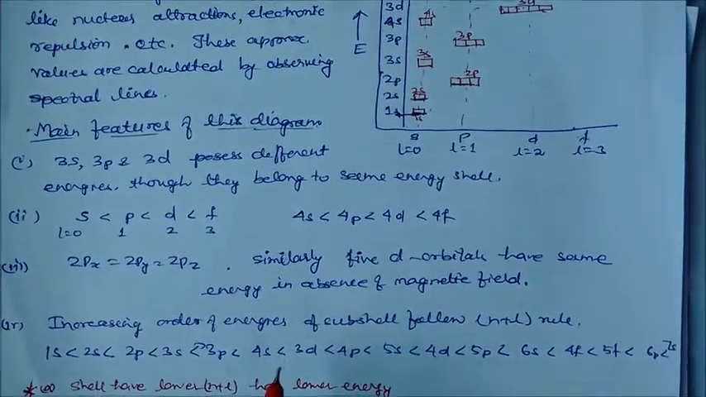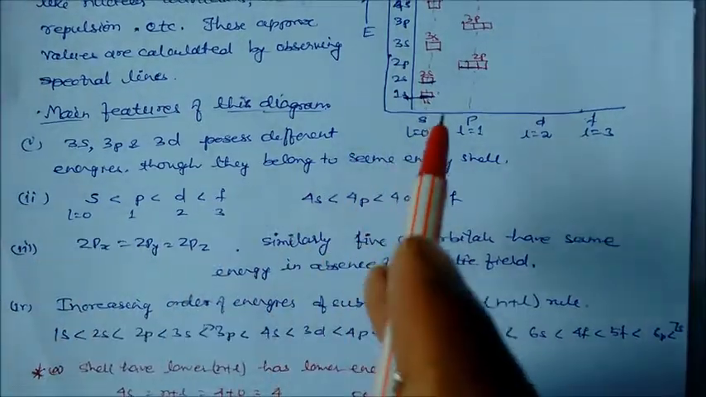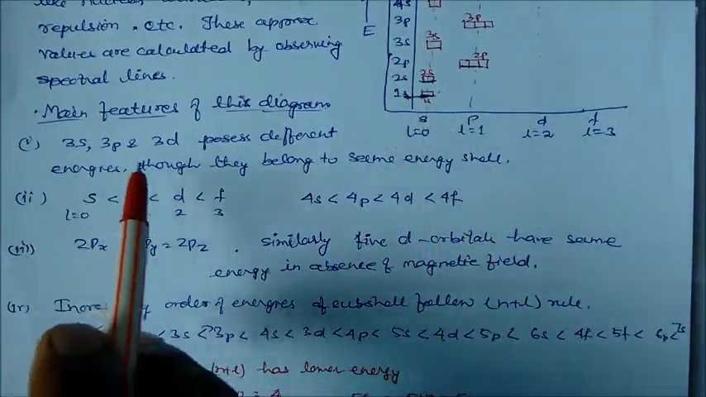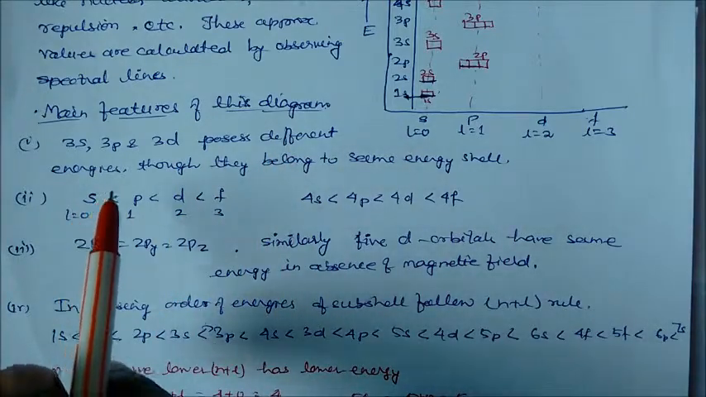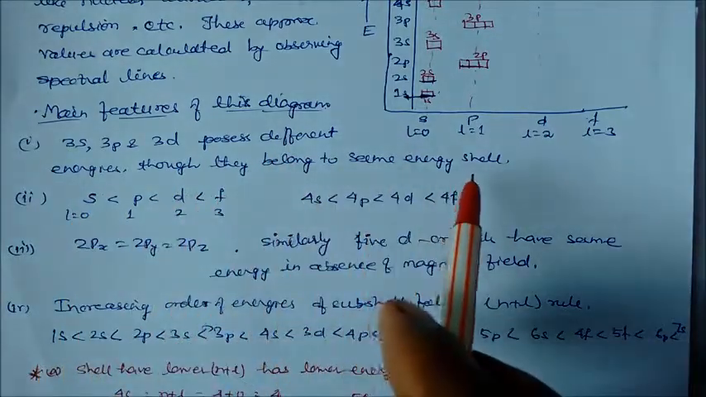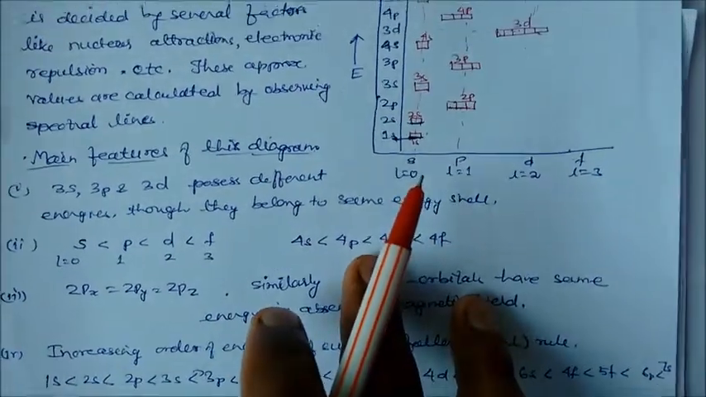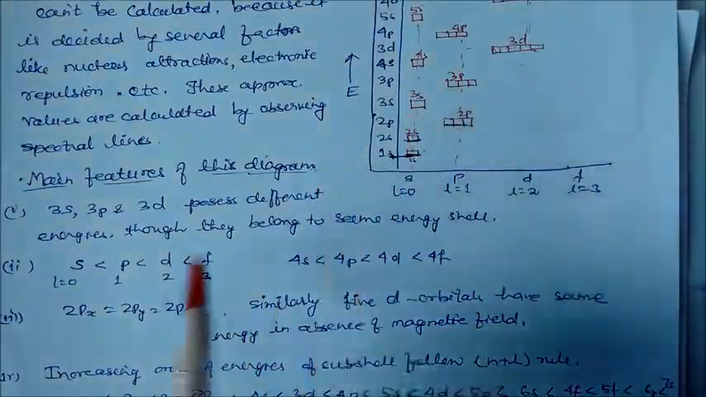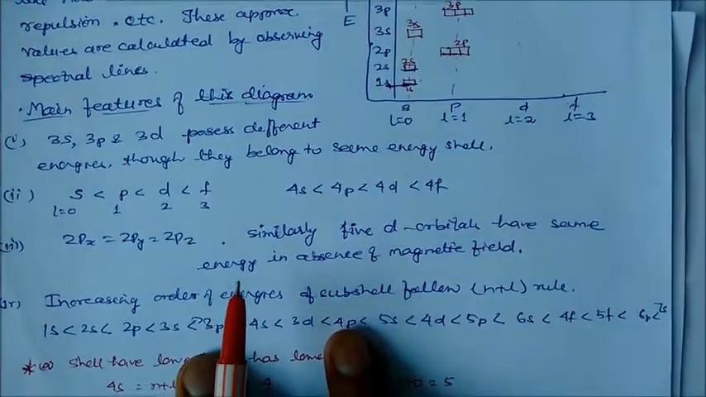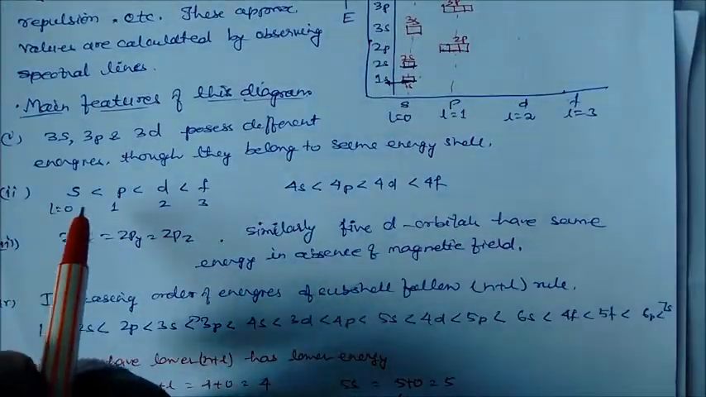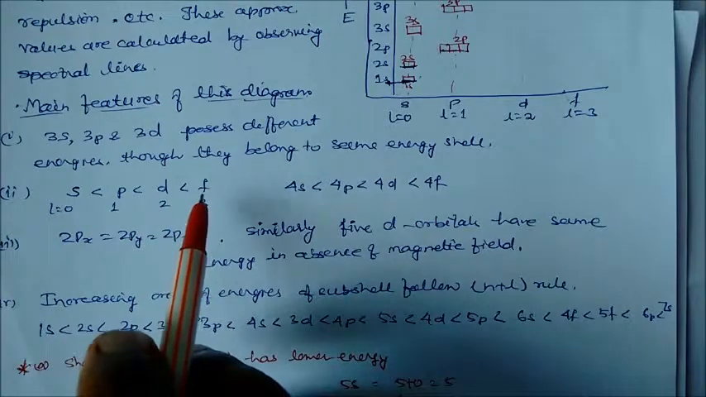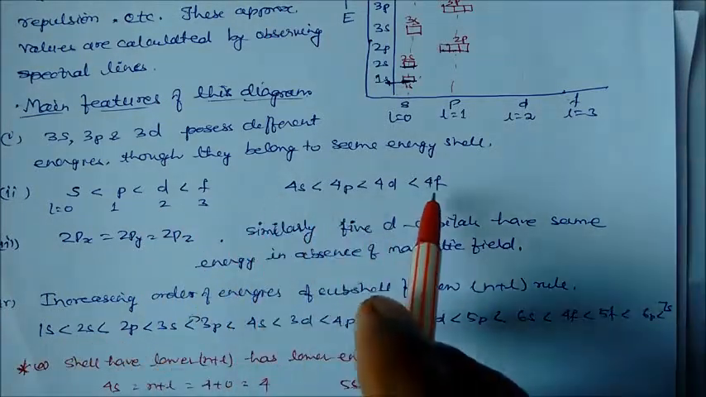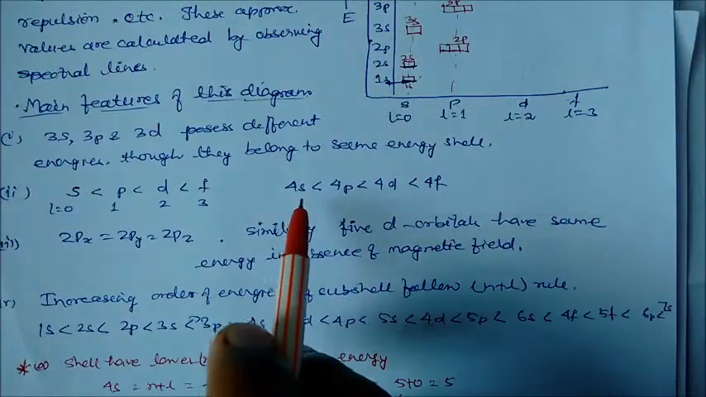The main feature of this diagram, which we can already conclude from these example diagrams, is that 3s, 3p and 3d possess different energies, though they belong to the same energy level. We can see one diagram once again: 3s, 3p and 3d all have different energies. Again, the energy of s is smaller than p, smaller than d, and f has the largest energy. Like this, if you take the 4 subshells, 4f has greater energy than 4s.